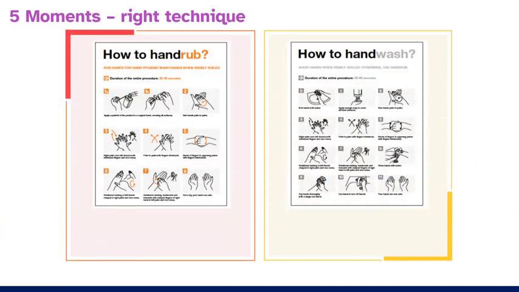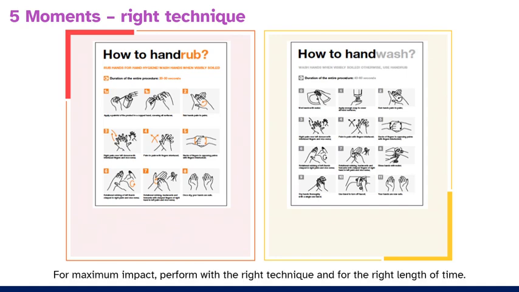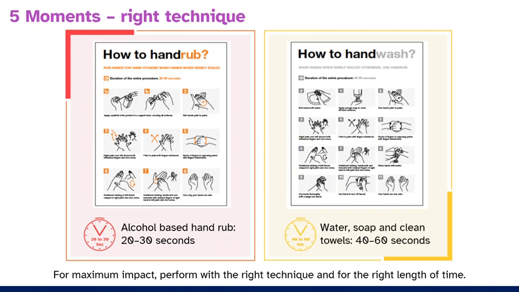The timing involved in hand hygiene is as important as the technique. It is the timing, the exact moment in the workflow when hands should be cleaned, that significantly enhances patient and health worker safety. To ensure that hand hygiene has maximum impact, it must be performed with the right technique for the right length of time. Using an alcohol-based hand rub should take between 20 to 30 seconds, while washing with water, soap, and drying with clean towels should take between 40 to 60 seconds.